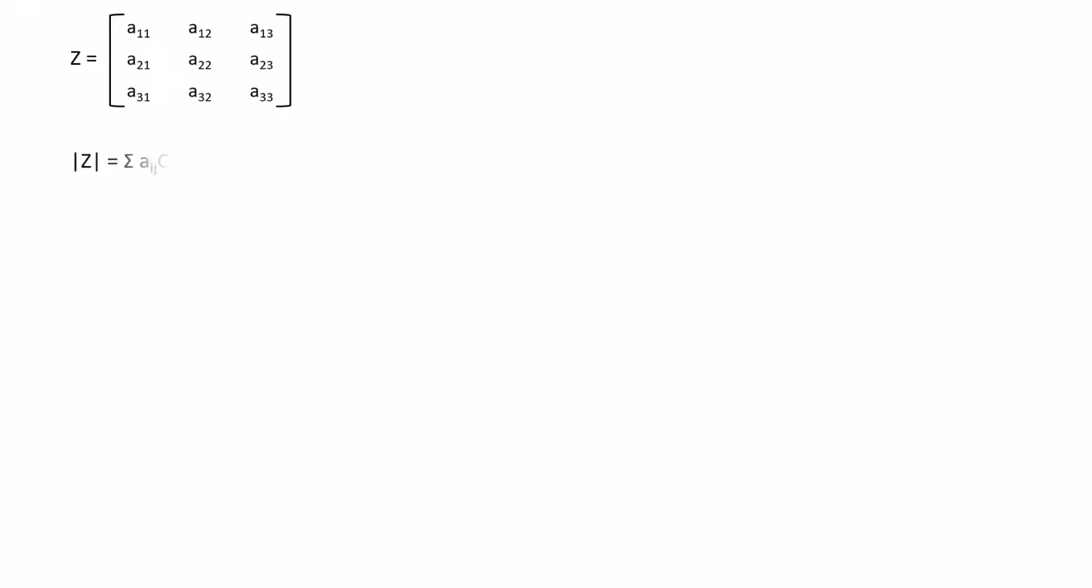The determinant of Z is the sum of the product of elements in the ith row and jth column with the cofactor in the ith row and jth column, where i equals 1, 2, 3, and so on until n, and j equals 1, 2, 3, and so on until n.